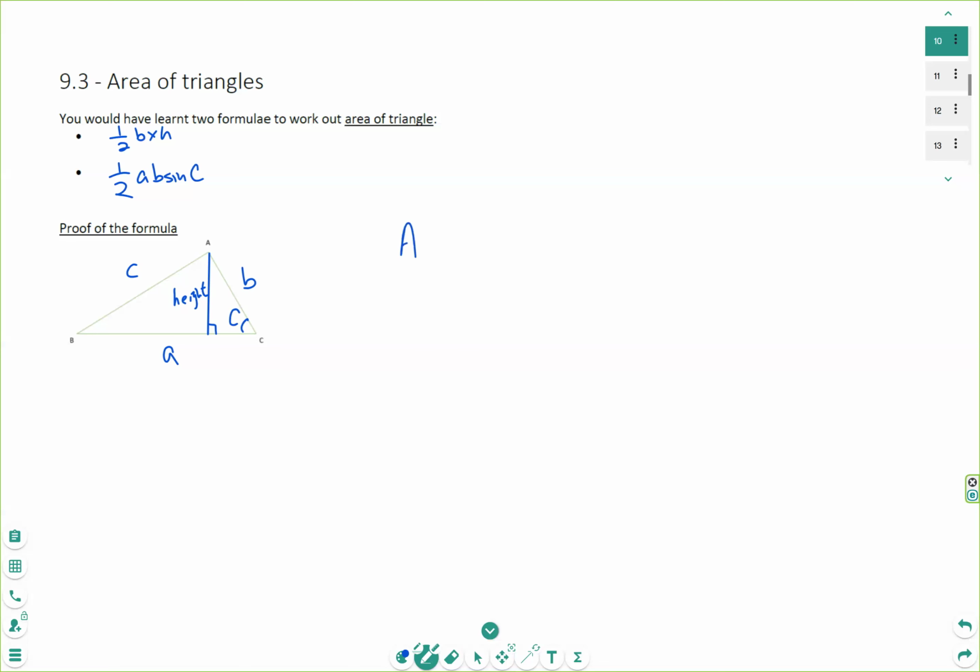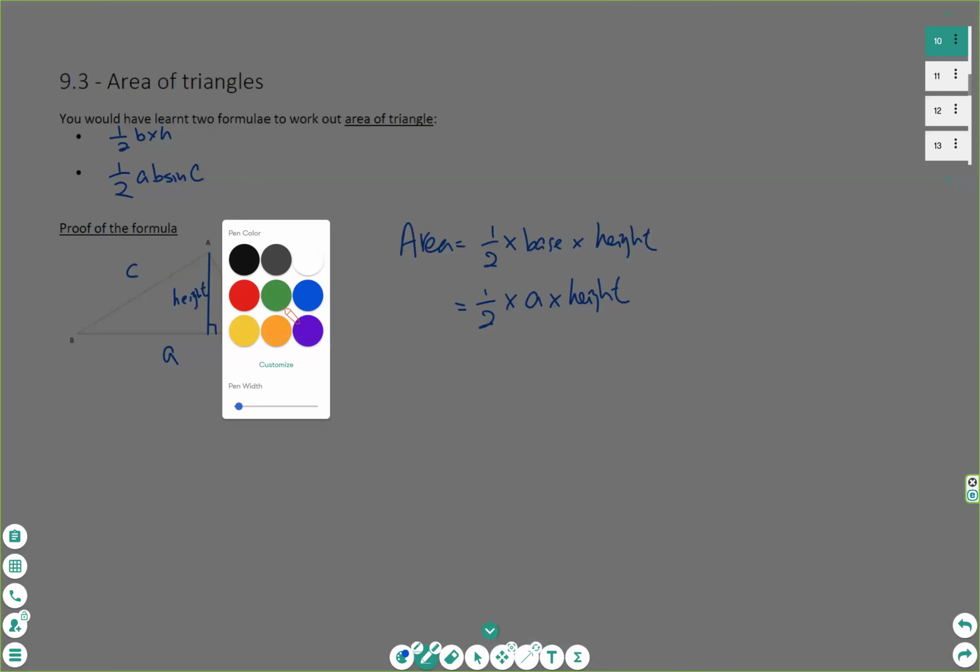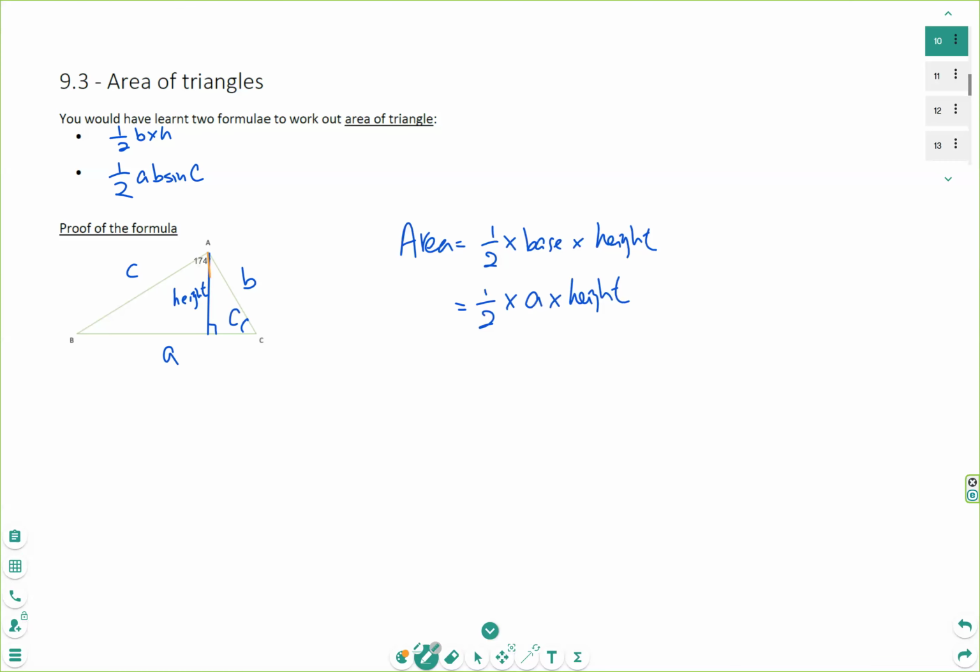Since we know the area is half times base times height, if I substitute base, which is length A, in here, that becomes half times A times the height. Now, can we look at the height? In the height, we see a right angle triangle. How about if we use this triangle here, where the height is here, the angle C and B.